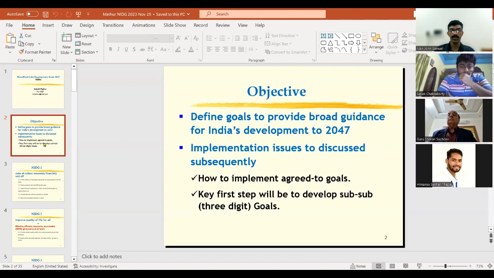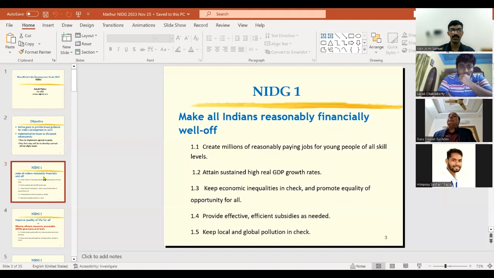Implementation, I will discuss subsequently. First, we need to have the goals that we can agree to. And to get to implementation, my next key step is to develop sub goals, 3 digits. I have 3 goals that are single digit, and I have 10 goals that are 2 digit, and I hope to soon get 25 sub goals that are 3 digit, and then we can talk about implementation.